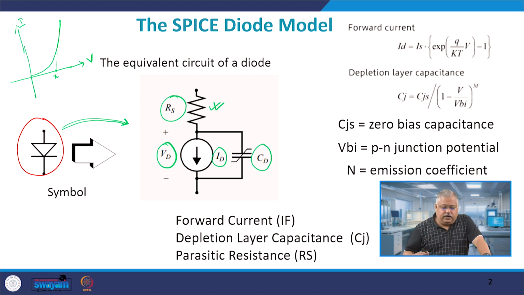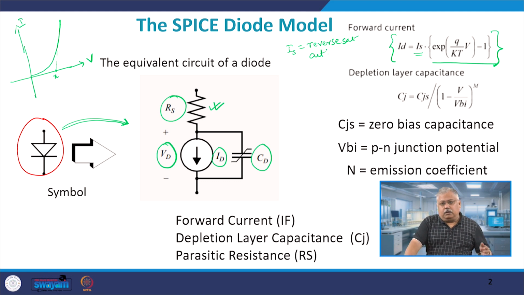To do that, we already know that the forward current of a diode Id is given by this formula here, where Is is the reverse saturation current. This Is basically doubles with every 10-degree rise in temperature, as we have already told. And as you can see on the right hand side, it is exponential in qV by kT.